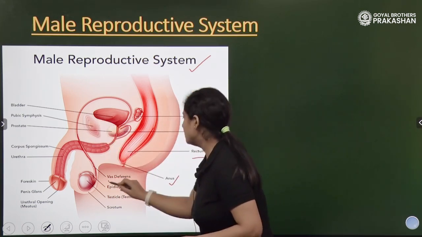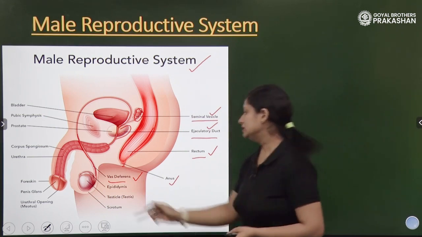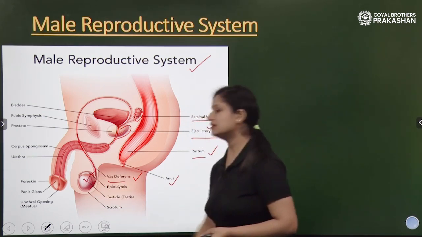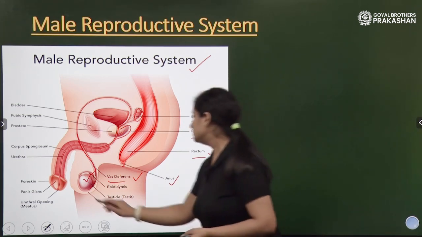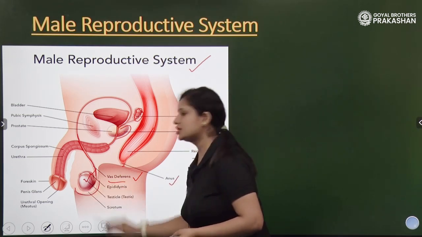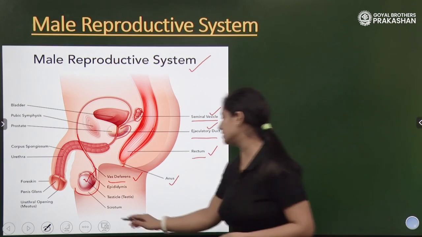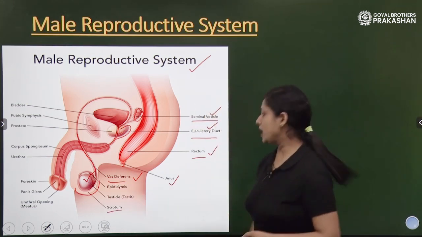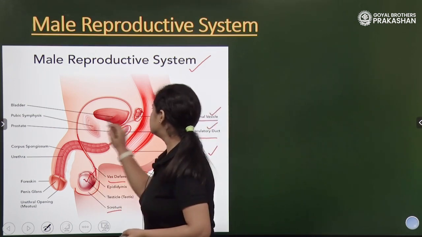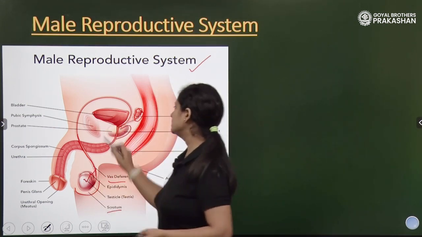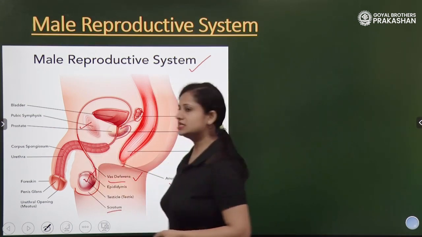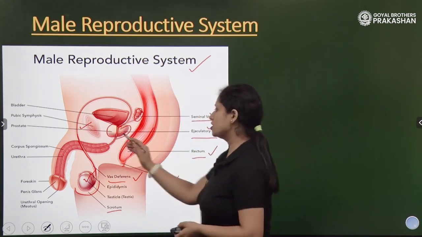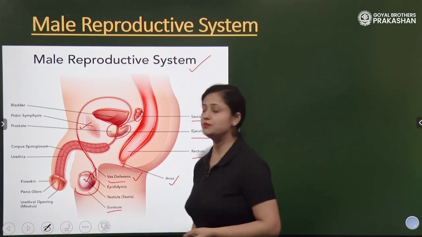This tube is vas deferens. This is epididymis. This is testicle or testis. This pouch-like structure or bag-like structure is scrotum. Now come to some other parts, that is, this is the bladder. This is pubic symphysis. This part is the prostate part or prostate gland is present here.